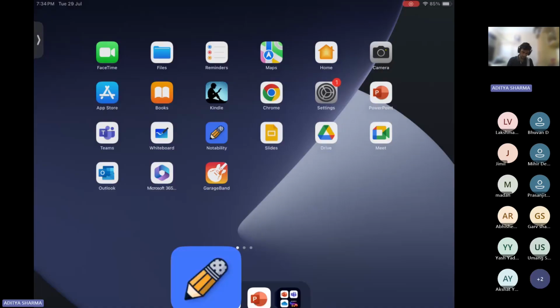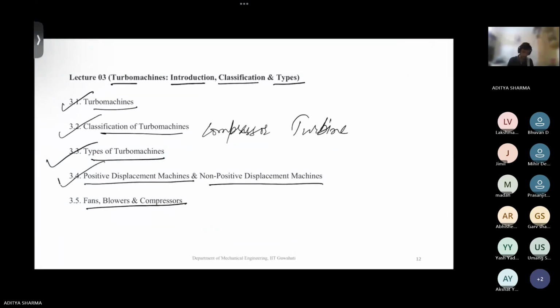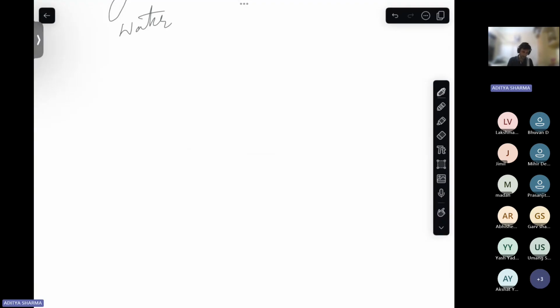Then there are positive displacement and non-positive displacement machines. So what are positive displacement machines?